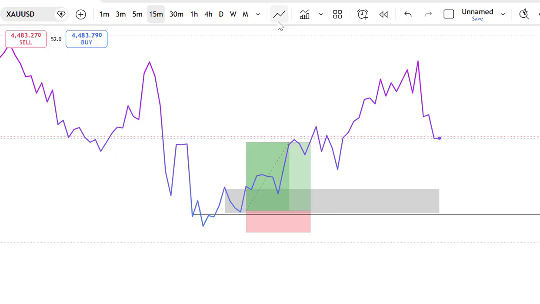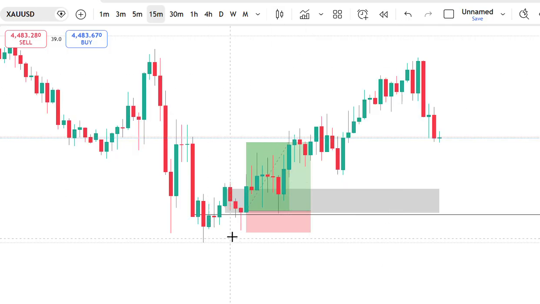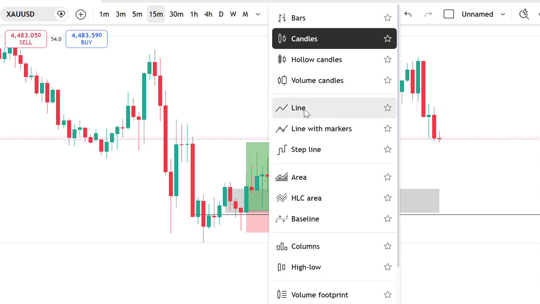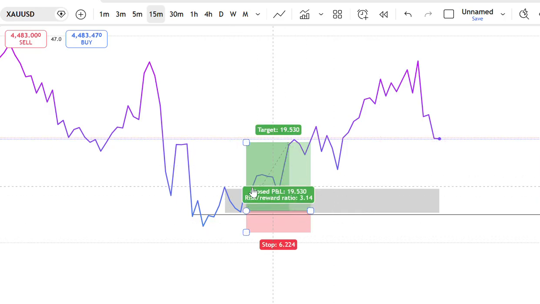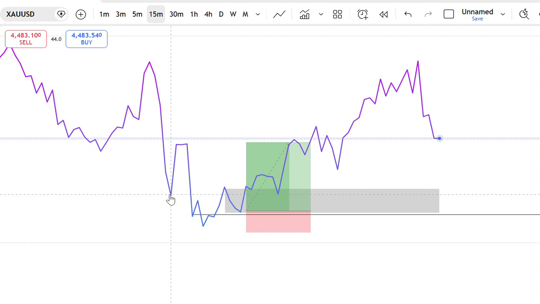That is how I took this trade. So you see market just came, tapped the zone, and then it went boom. It went up to TP. So it is head and shoulder price action. Head and shoulder.